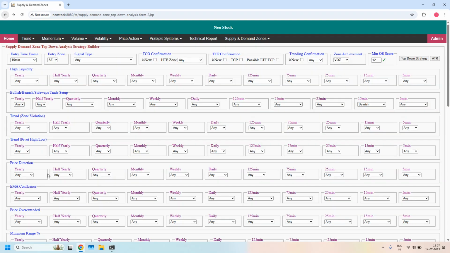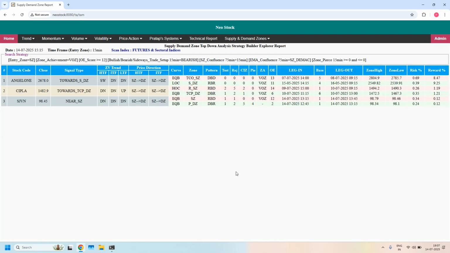We can further filter with EMA confluence at 75 minutes. By setting 75 minute supply zone with daily EMA confluence, we got 3 stocks. So that way these 3 15 minute supply zones might be having more high probability to get success. This one is already tested once. This is already tested 5 times.